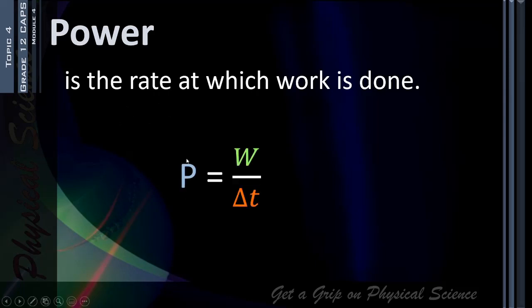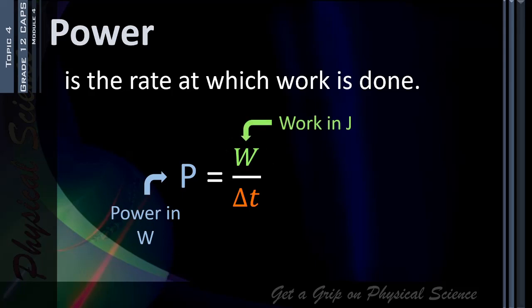The P represents power, it's a capital P, and we measure this in watt. The capital W represents the work done in joule, and the delta T represents time, or the change in time, and we measure time in seconds, and we have to use the abbreviation of a small s, never your own abbreviation.